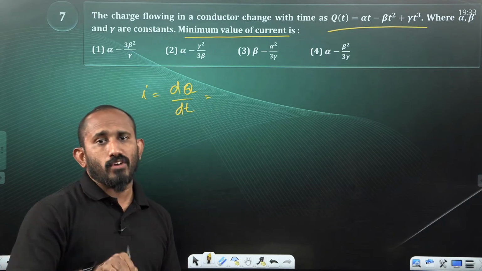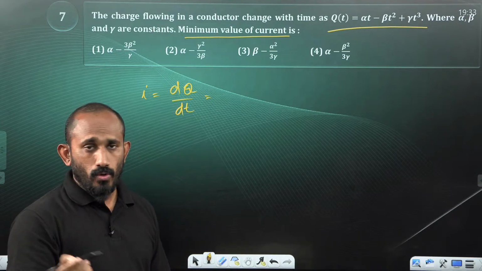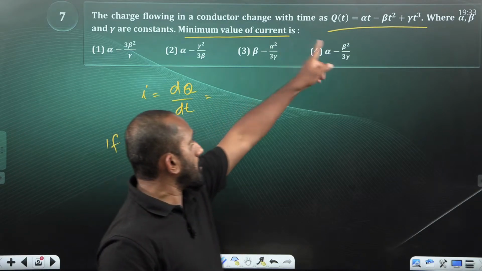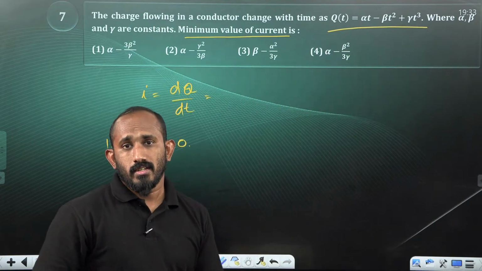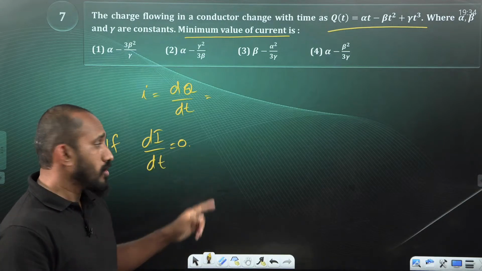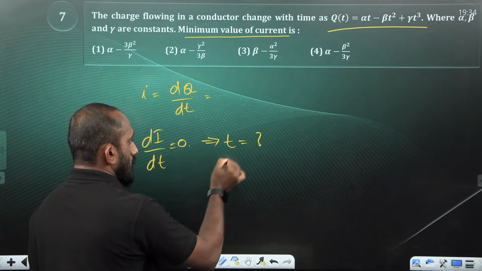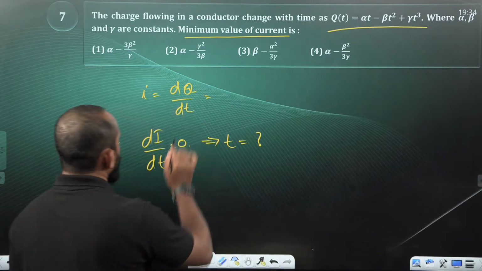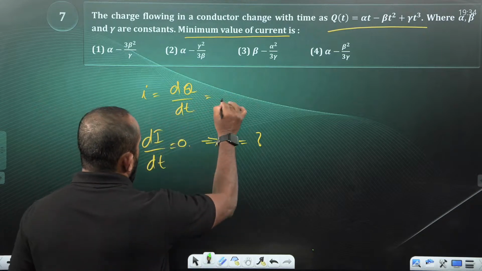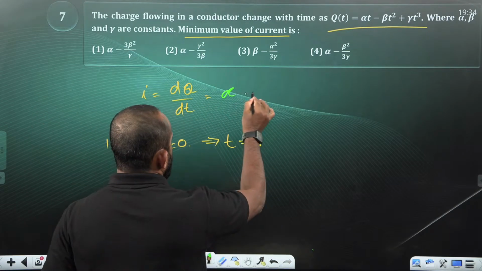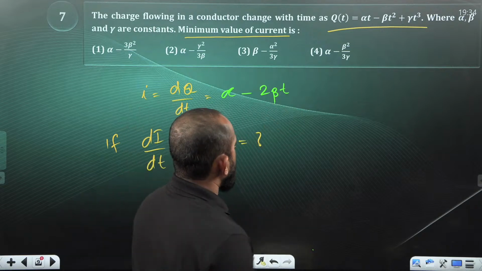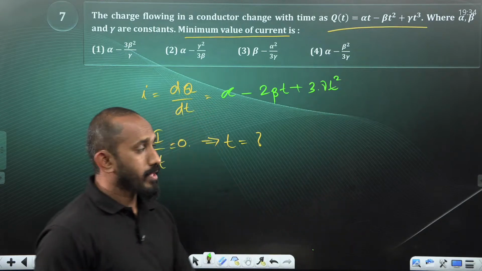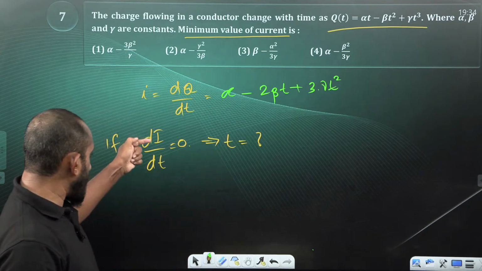Then to check the minimum value of current, the rate of change of current should be 0, that is dI by dt is equal to 0. I is a variable with time. So dI by dt should be 0. Then you find t, and if you substitute it, you get the current. Okay, let's do it. Here I is dQ by dt. If you differentiate, it becomes alpha minus 2 beta t plus, differentiating gamma t cube, 3 gamma t square. That is I. Now equate dI by dt to 0.